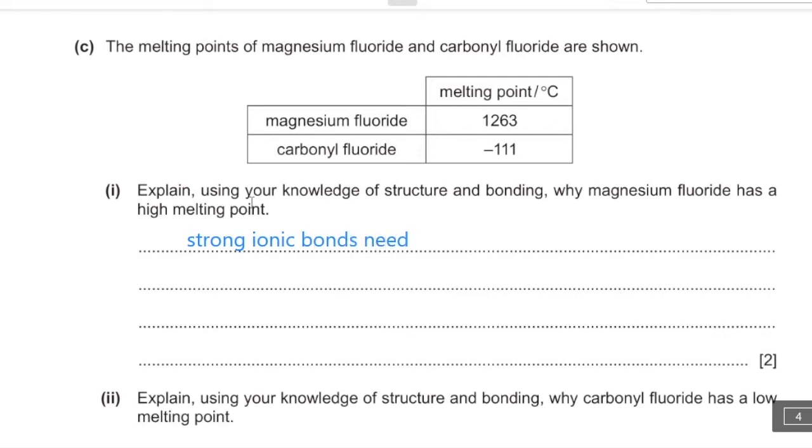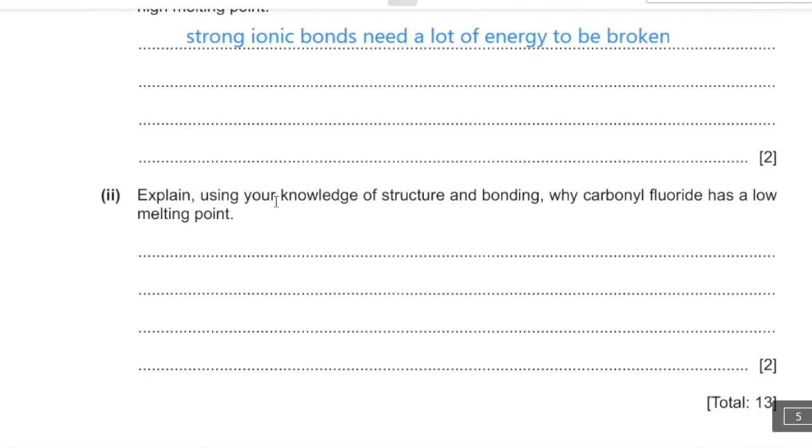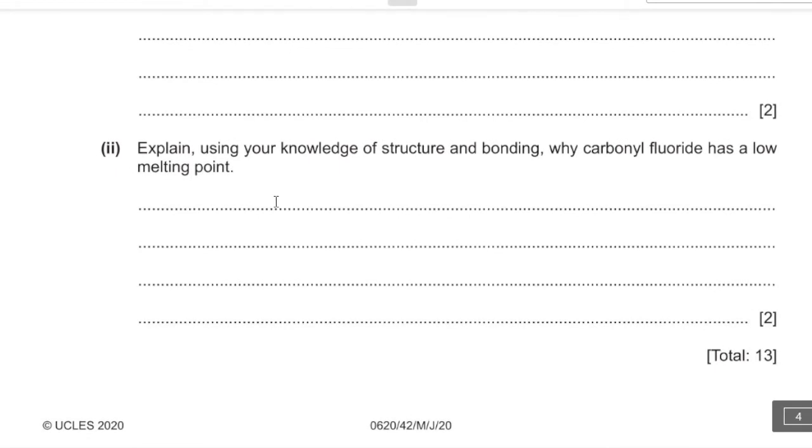Strong ionic bonds scores you 1 mark, and the other mark is for the point that it needs a lot of energy. These bonds need a lot of energy to be broken down. Explain using your knowledge of structure and bonding why carbonyl fluoride has a low melting point, right? So carbonyl compound again is a covalent compound, and that means the forces of attraction between molecules are weak, or intermolecular forces.